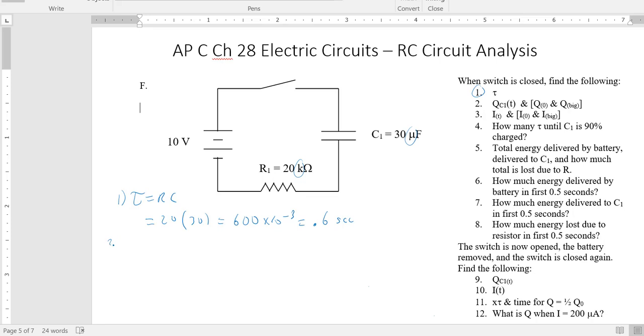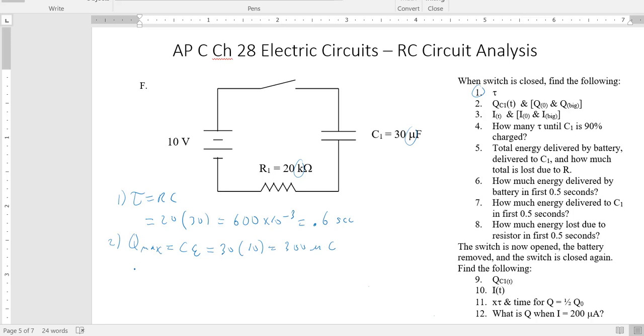All right, number two, find the charge as a function of time. So the first thing I'm going to do is find the maximum charge. So that's just going to be C times E, which is 30 times 10, which is 300. Now it's micro times nothing, so it's microcoulombs.